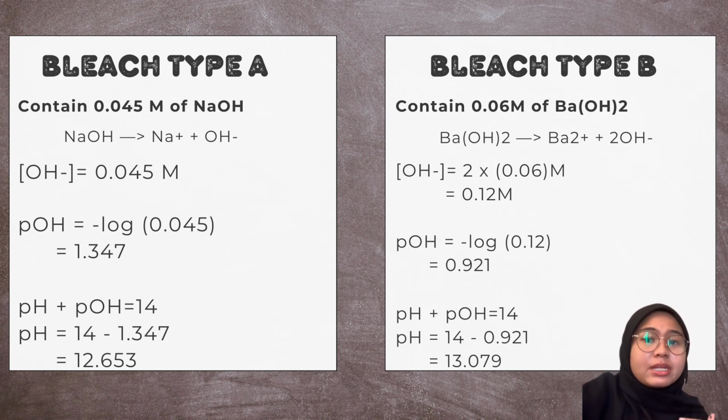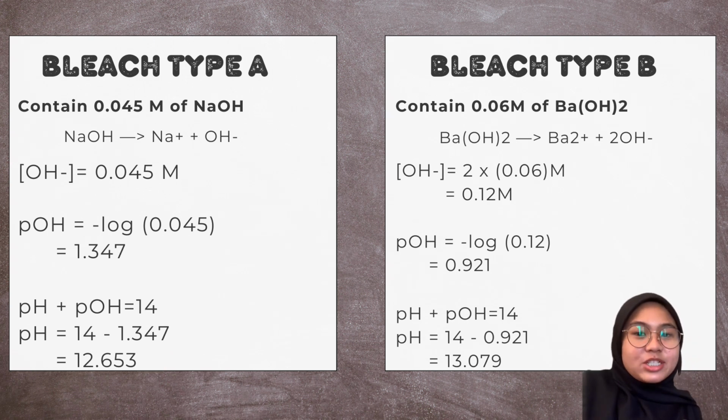So first, let me take a look at bleach A. So bleach A contains 0.045 molar of sodium hydroxide. So when we want to calculate the pH, we must do the equation first. So the equation is NaOH produce Na plus with OH minus. And then we get OH value is 0.045 molar. So next we want to calculate the POH. So the POH equal to negative log 0.045, we will get 1.347. And next we want to calculate the pH based on the POH value just now. So pH plus POH equal to 14. And then pH equal to 14 minus with 1.347. And we will get 12.653.